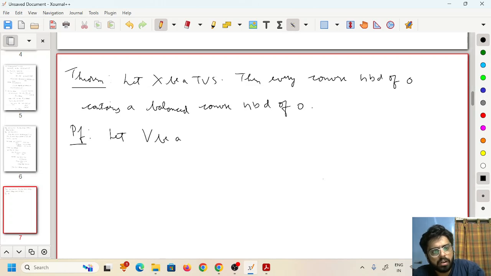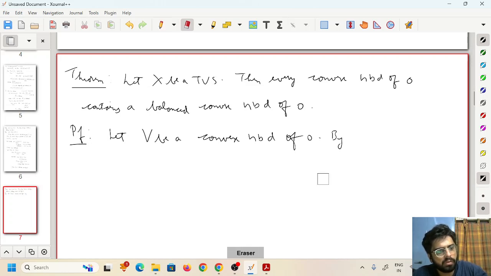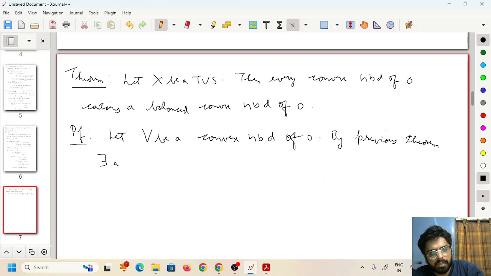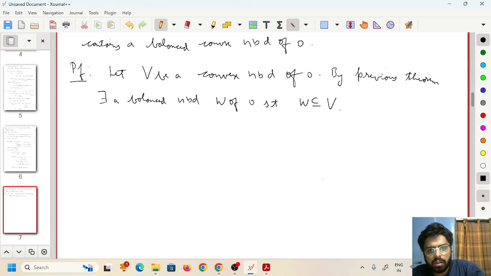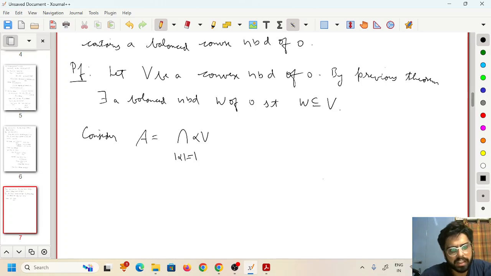Let V be a convex neighborhood of 0. By the previous theorem, there exists a balanced neighborhood W of 0 such that W is contained in V, right? This is by the previous theorem. Now consider A equal to the intersection of alpha V, mod alpha equal to 1. Okay, A is the intersection of all such sets alpha times V, where mod alpha equal to 1.